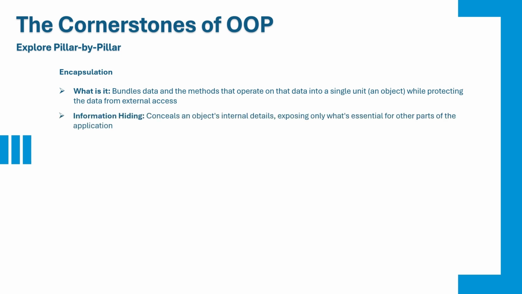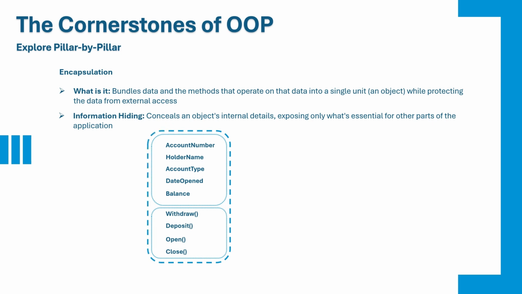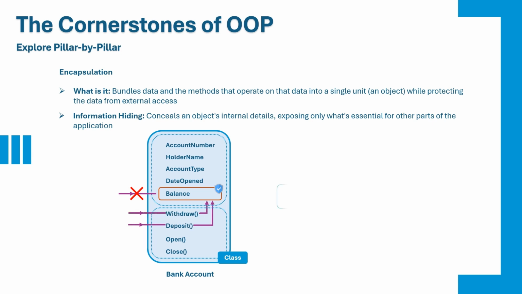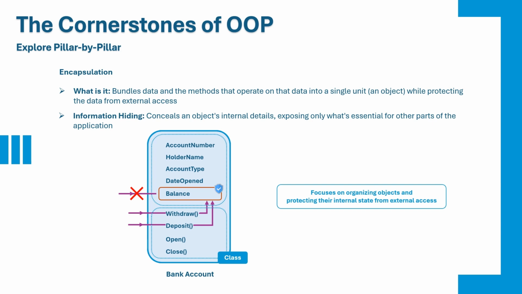The idea is that an object should not reveal anything about itself except what is absolutely necessary for the other parts of the application to work. For example, in the bank account class, we don't want other parts of the application to directly change the balance of any object without going through the deposit or withdraw methods. These methods might include important actions like auditing or logging each transaction.